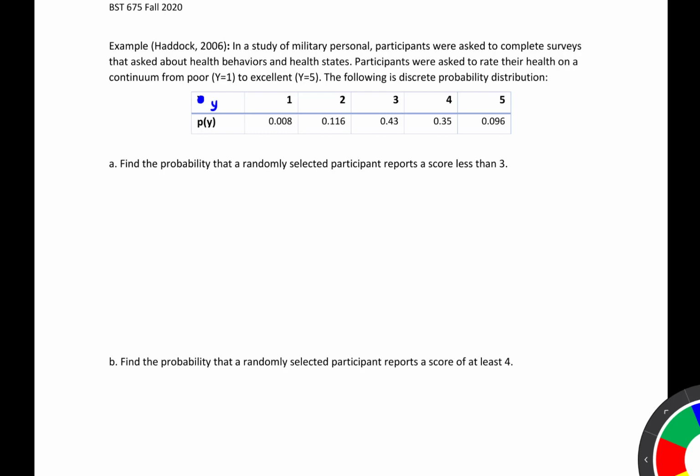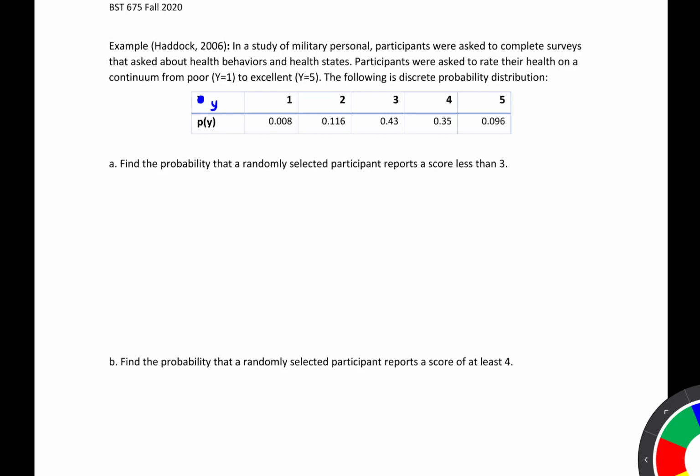All right. So notice here, if we're rating on a scale from 1 to 5, there are 5 different potential answers that a person could have. Below this, we have the probability of each of those potential answers. So notice that each of the probabilities are between 0 and 1, and if we add those up, they do add to 1. So we do have a valid probability distribution here. So let's use this probability distribution to help us find some different probabilities.